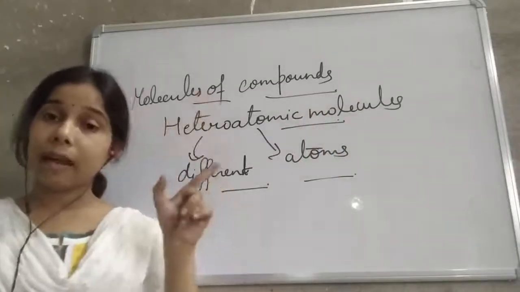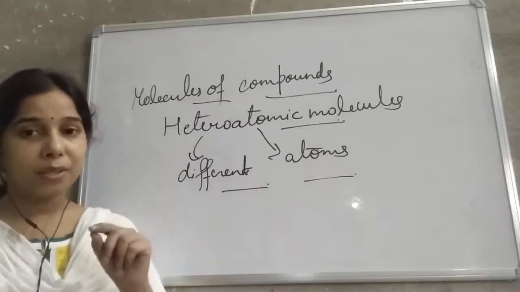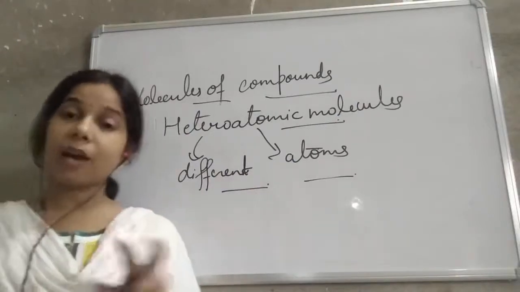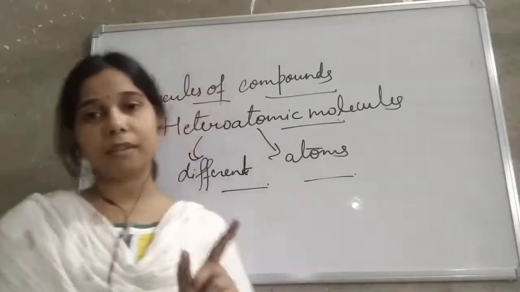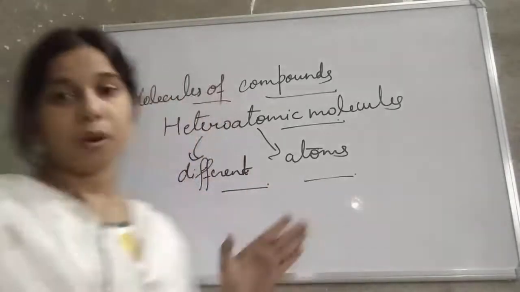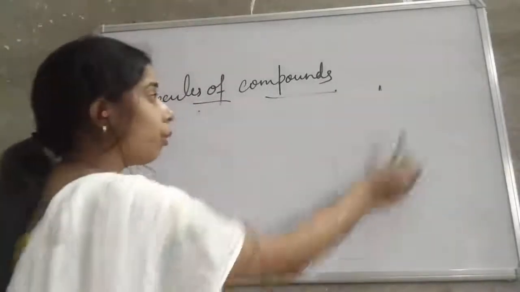There we were studying the homoatomic molecule, where 2 atoms combine together, but the atoms are of the same type. So for that kind of molecule, we use the term homoatomic molecule. Here it is a heteroatomic molecule, or molecule of the compound.